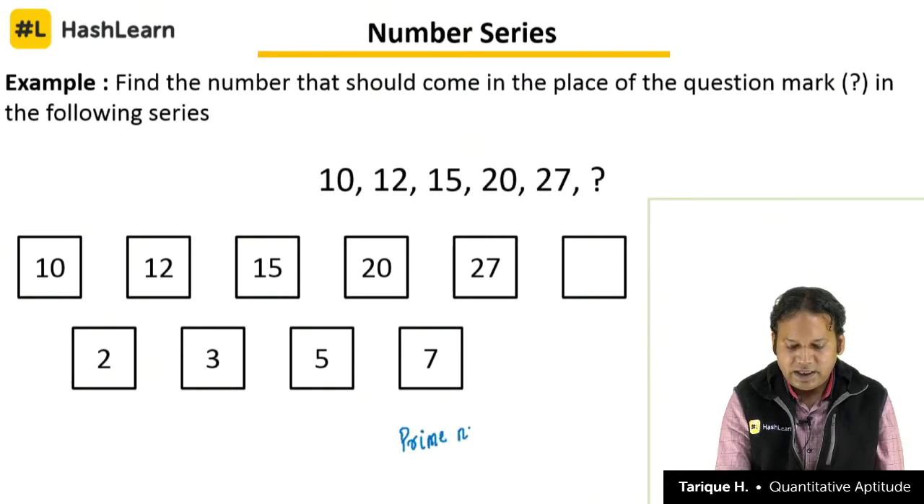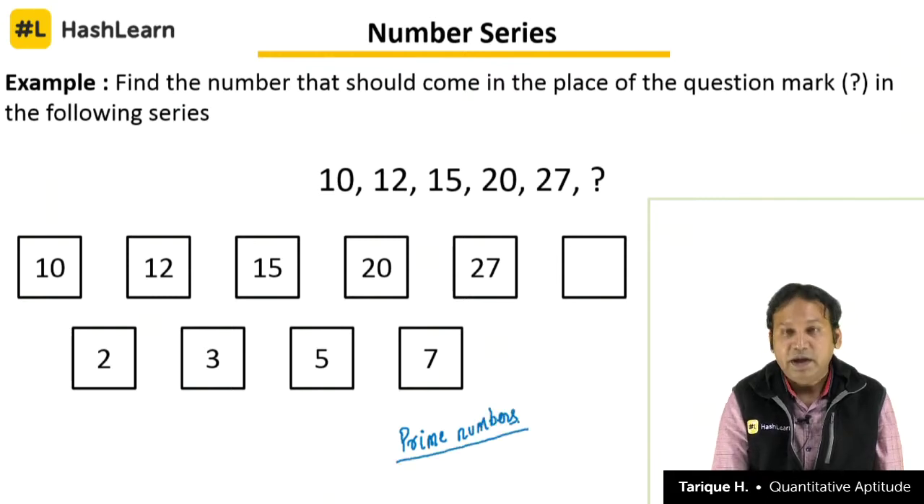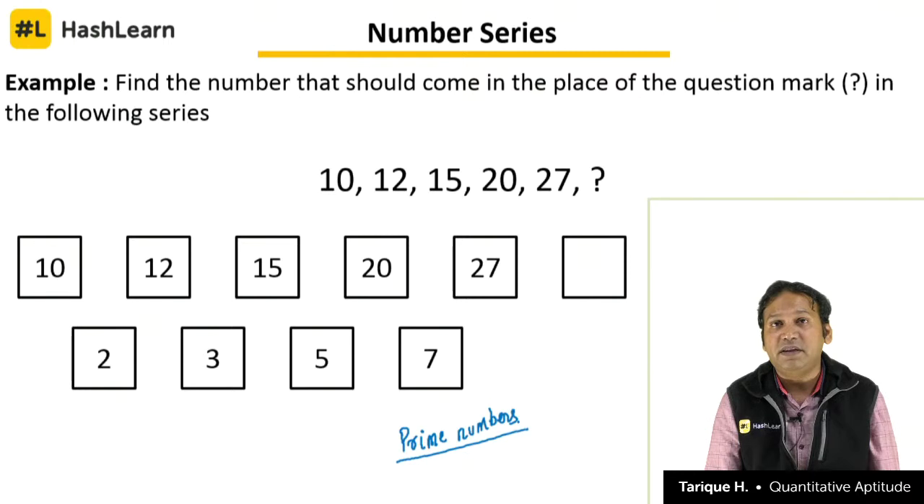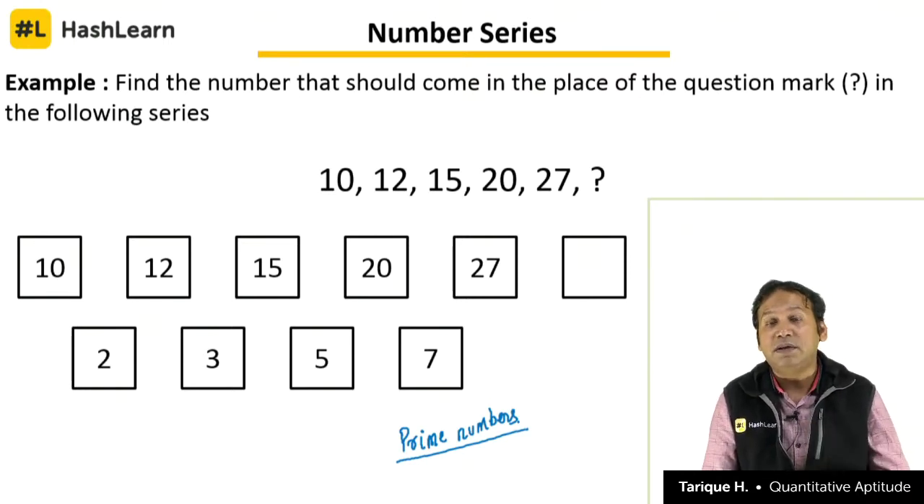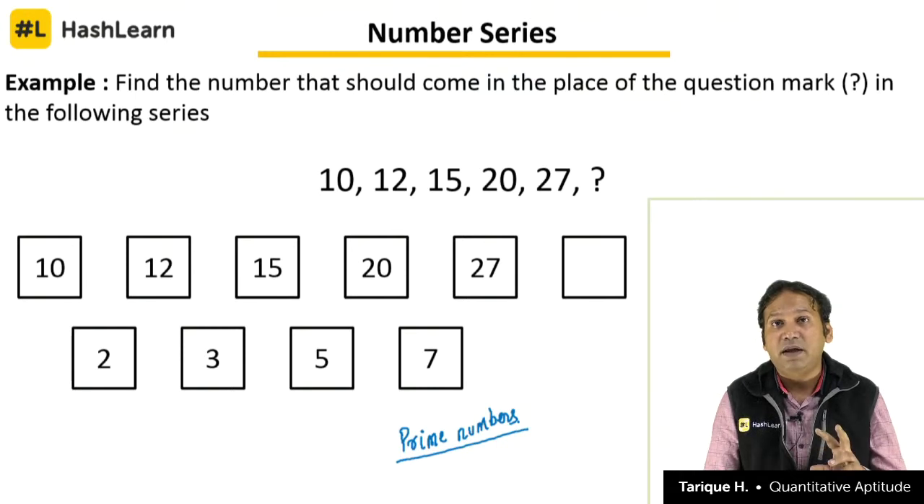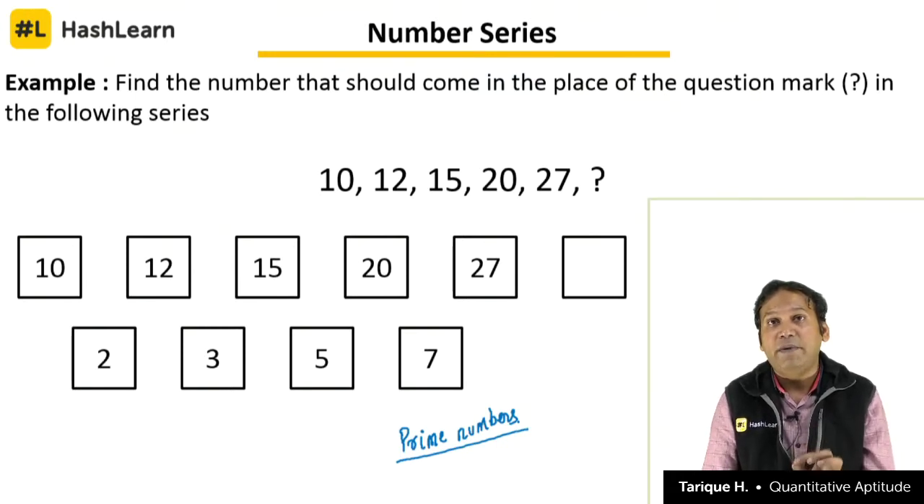Just to make you understand that number properties can also be used. Prime numbers, what are 2, 3, 5, 7? These are consecutive prime numbers. What are prime numbers? Those numbers which are divisible only by 1 and itself, those numbers are called prime.